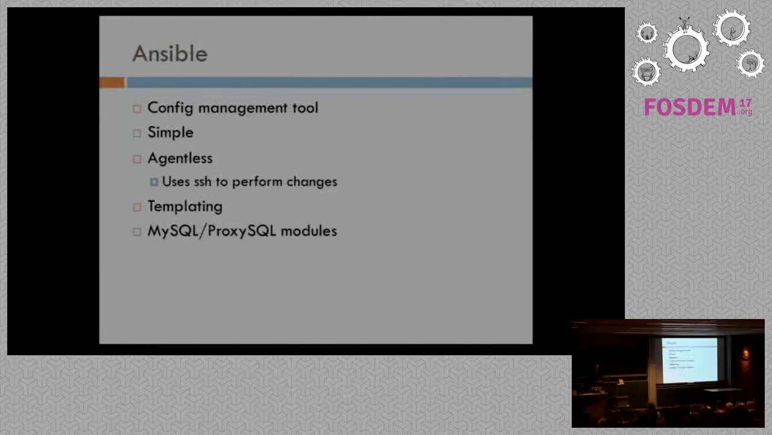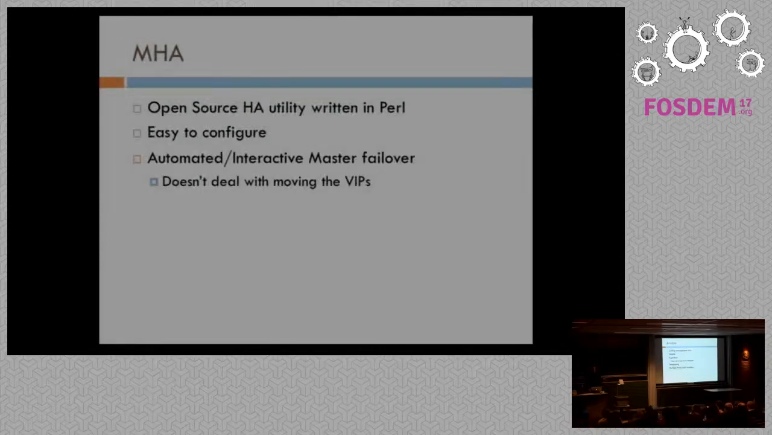It has templating, a pretty good one, and what is important from our standpoint, it has modules for MySQL and ProxySQL. Thanks to Ben Weldon for the latter. MHA is an old but proven and stable open source HA utility written in Perl. It's easy to configure. It supports automated, non-interactive and interactive master failover, but it doesn't deal with moving VIPs or any other aspect of the failover. It only deals with changing the topology to the desired one.